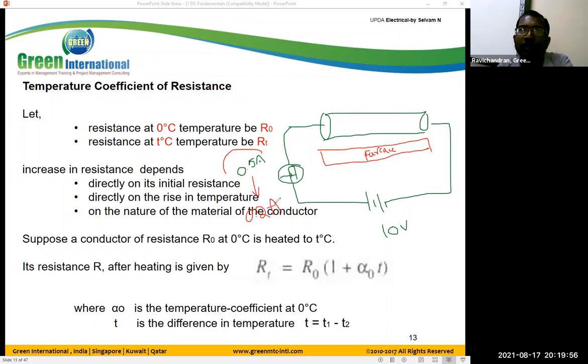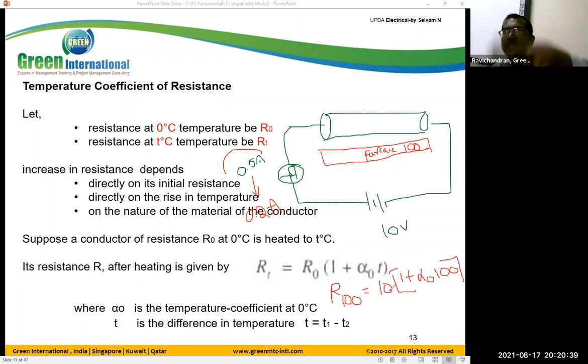Now Ohm's law is not obeyed here, correct? Ohm's law is not obeyed because the resistance increases. For example, I keep the temperature of the furnace at 100 degrees Celsius. That means we need to calculate the resistance at 100 degrees, that is, we need to find R100. R100 is equal to R0, what is R0? 10 ohm, times (1 plus alpha naught into 100).